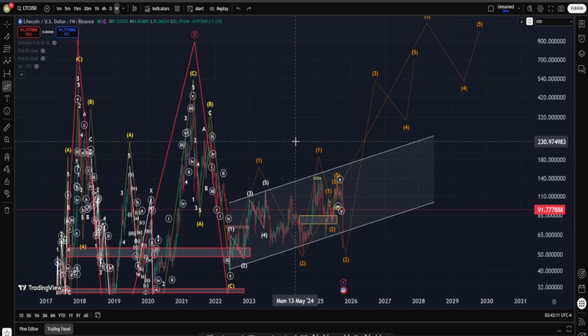Now, any analyst at any given moment should be able to find a bullish and a bearish candle at the same time.